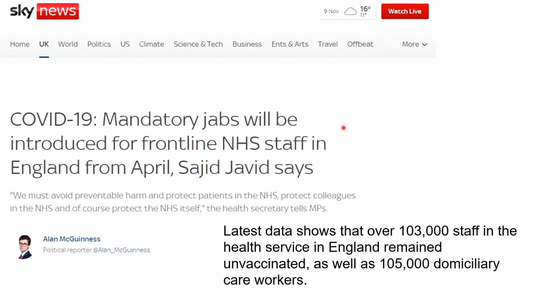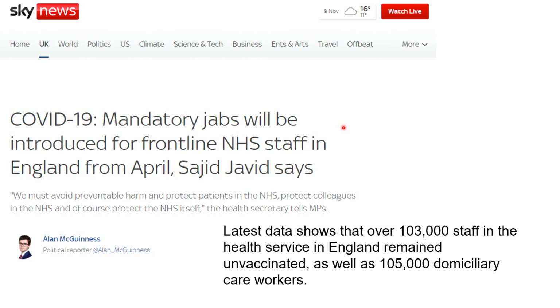And now we've got COVID-19 mandatory jabs. That's a bit of a slip, isn't it? Mandatory jobs. There's mandatory loss in jobs with this goes through, but they are going to put in mandatory jabs for frontline NHS staff. Where they're short of staff now, they'll be even shorter then. And this is not just for the NHS. There's 103,000 staff in the health service in England that remained unvaccinated, and then there's 105,000 domiciliary care workers as well that can be affected. So that's what you want to do, isn't it?